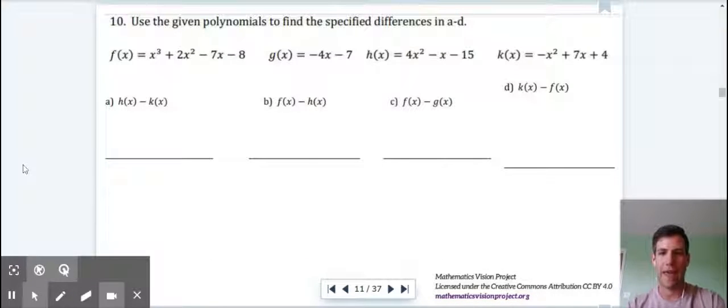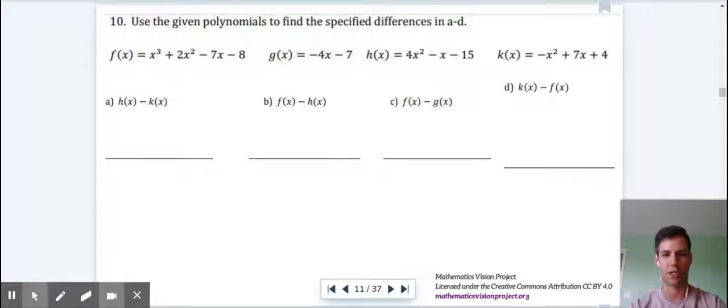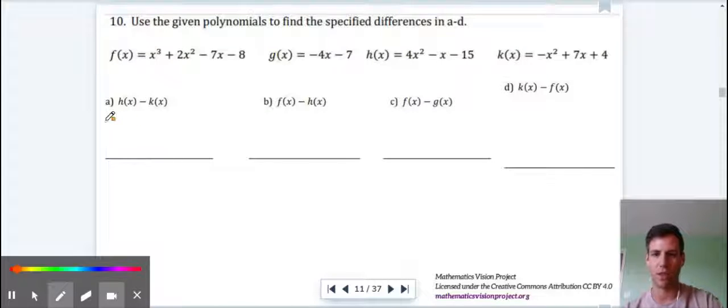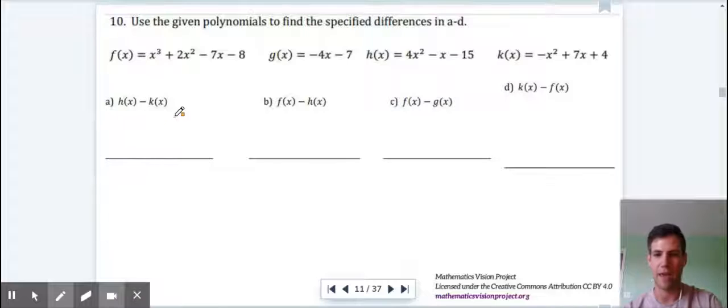We are now looking at 4 different subtraction problems. So let's work through these together, and then we're almost getting towards the end of our lesson today. So to start with, in part A, number 10A, we're going to do h, this 4x squared polynomial, minus k. We'll just do it down here at the bottom.